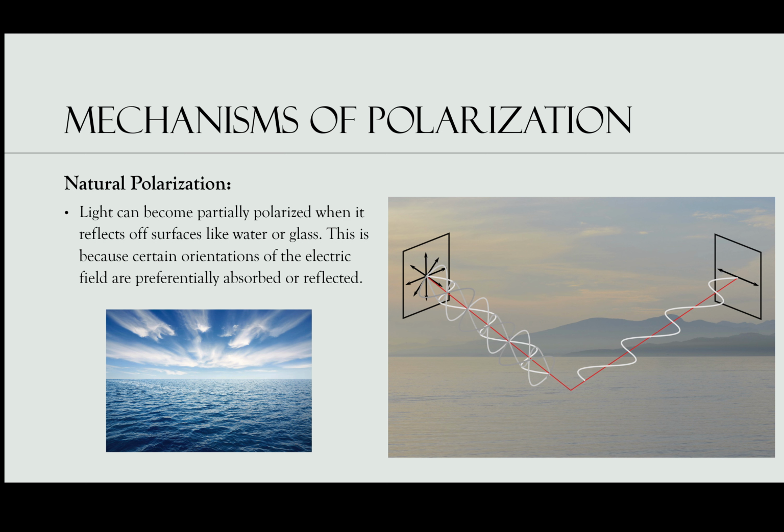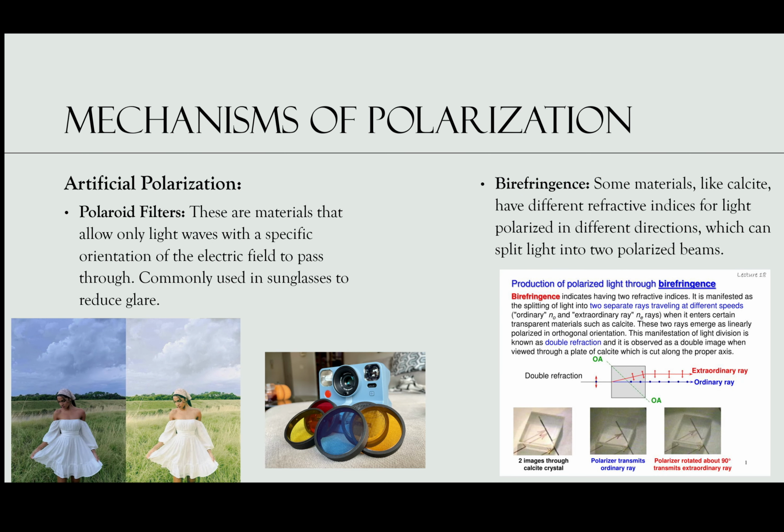And it reflects what light it can into the atmosphere, and that light tends to be within the blue region. Skies are blue, right? Skies are blue because of other reasons as well, but we're just dumbing it down to only polarization, because we're talking about polarization, right? So we just have that there for natural polarization. But we also have artificial polarization, for example, in polarized filters. These are materials that allow only light waves with a specific orientation of the electric field to pass through, commonly used in sunglasses to reduce glare as well.